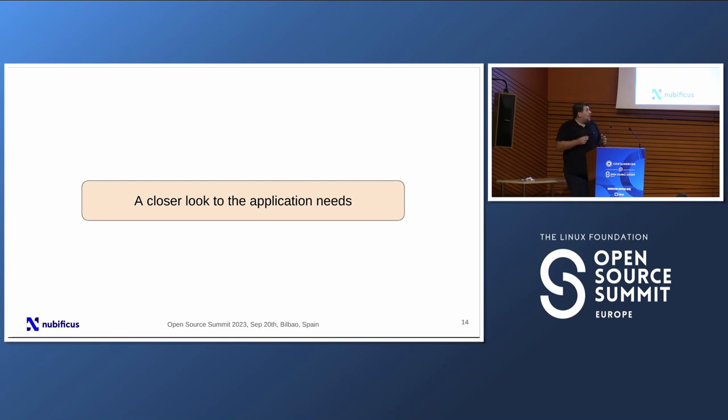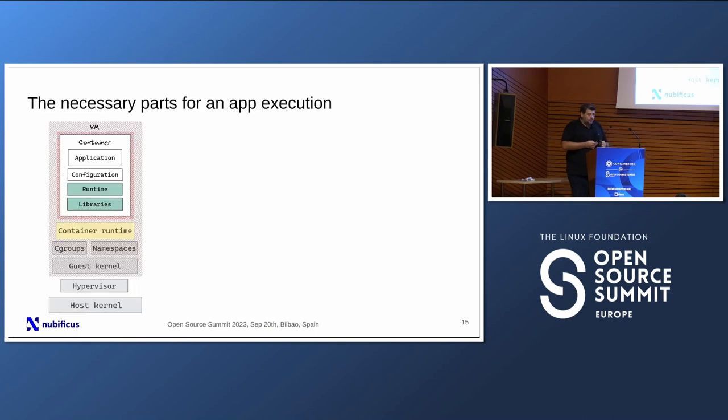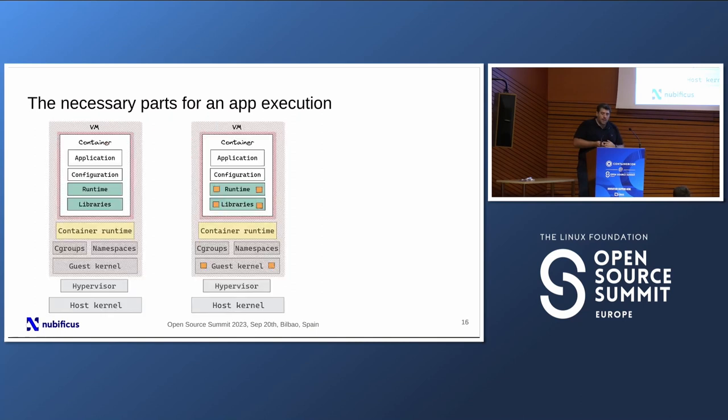Let's take a step back though, because what users want is to have their application running somewhere. So let's look at what the application needs. Let's assume this is the current state of an application running in a cloud vendor. We've got a sandboxed container, we've got the container runtime, the container, the application, some runtime dependencies, some libraries, and the whole system stack, which is the guest kernel for the VM. We've got a hypervisor, we've got the host kernel and the hardware underneath.